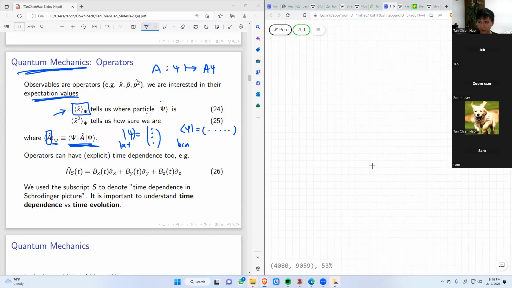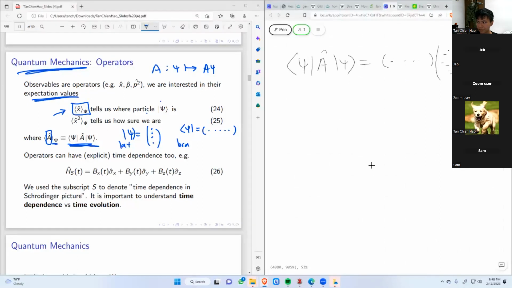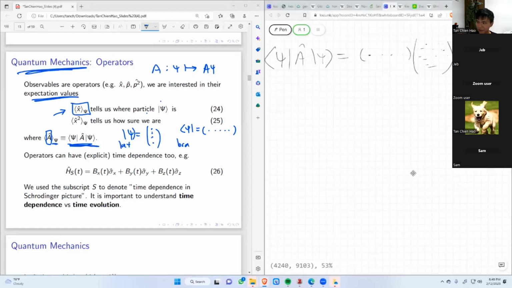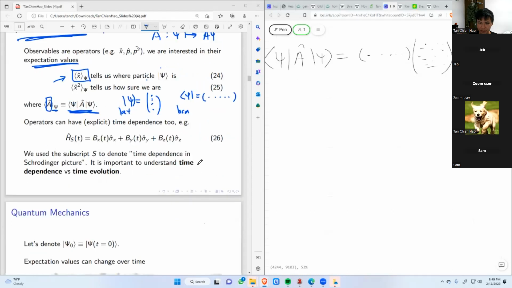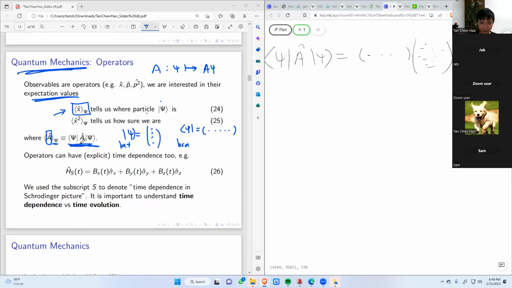So this expectation value, right, is going to be a real number. So we have a row vector times a matrix times a column vector, and that gives us a single number. Could be real, could be complex. It depends on what the operator A is. So that's great. We now know how to calculate expectation values of operators in some state psi.